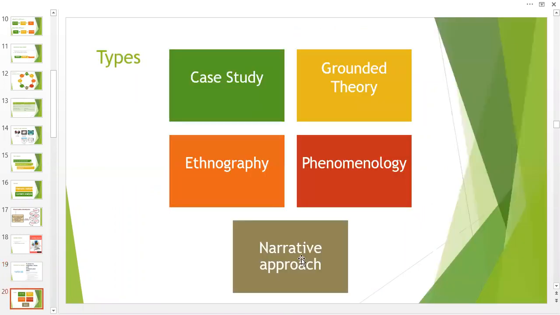Now coming to the types of qualitative research. There are many types of qualitative research. These are a few of them which are used very frequently. Number one is the case study, then grounded theory, ethnography, phenomenology, and the narrative approach.